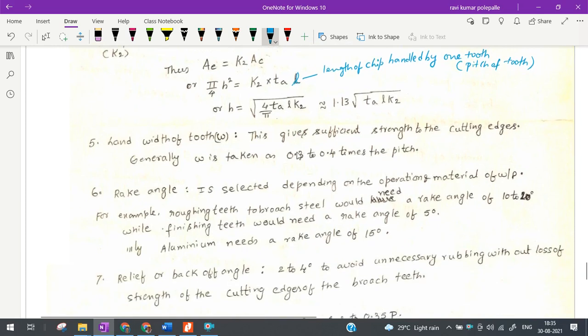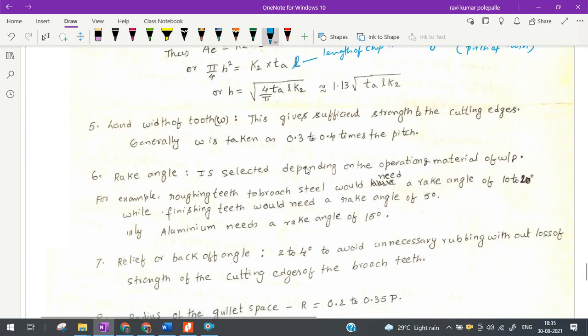Next, width of the tooth. So the width of the tooth is to be sufficient enough to give strength to the cutting edges. W is generally taken as 0.3 to 0.4 times the pitch.